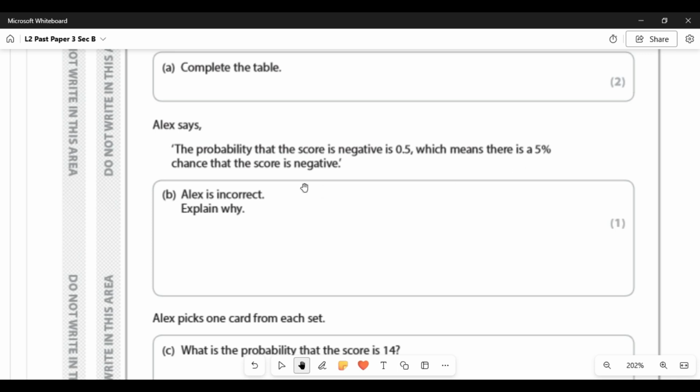Then it says, Alex says, the probability that the score is negative is 0.5, which means there is a 5% chance that the score is negative. Alex is incorrect. Explain why. So, yeah, that doesn't sound right, does it, at all? How can 0.5 be the same as 5%?